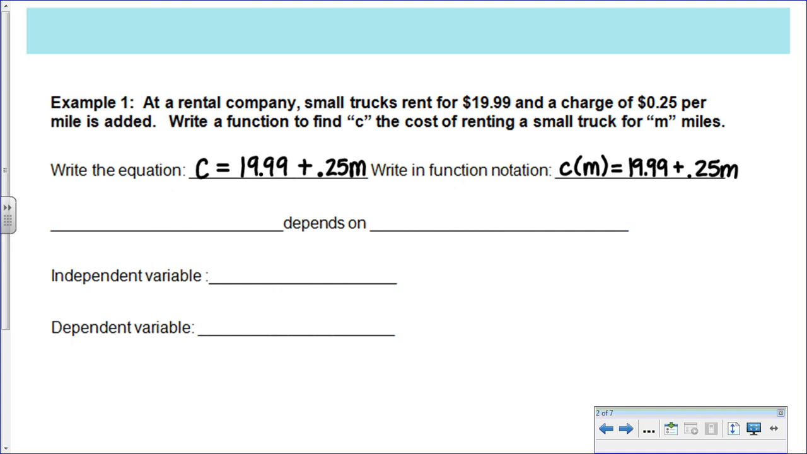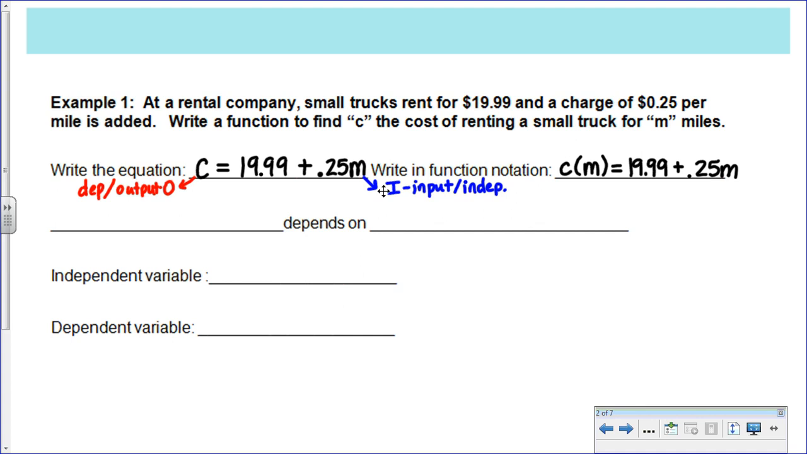Let's fill in the dependency statement. We're trying to decide what depends on what. So let's look at our equation. We have an M inside the equation where M represents the miles. So M is inside, which represents our input, our independent variable. C, cost, is outside the equation, so it represents our output, which is also the dependent variable.